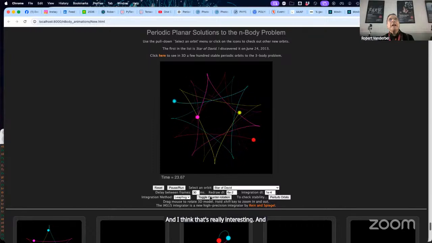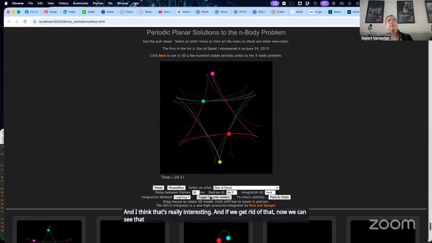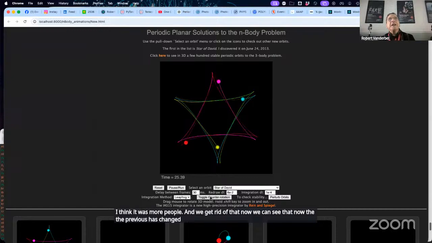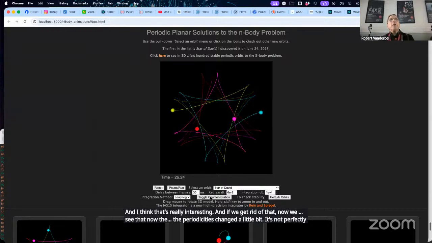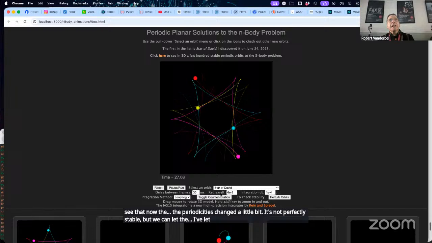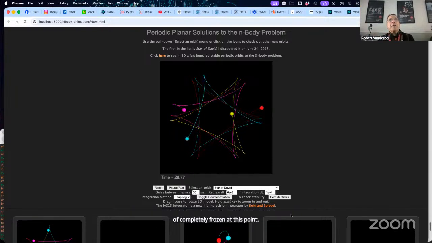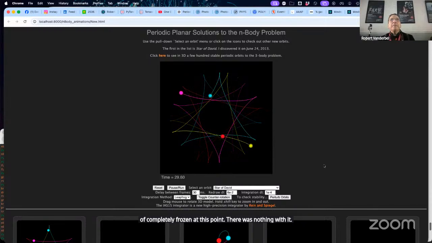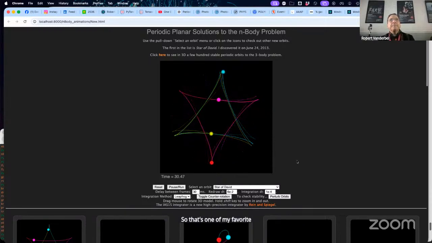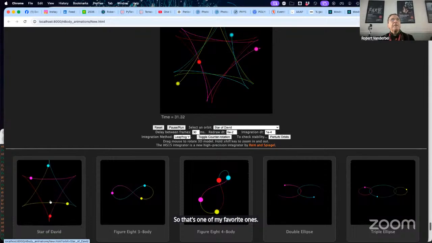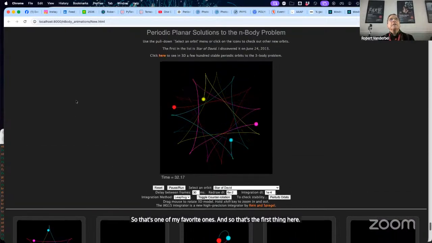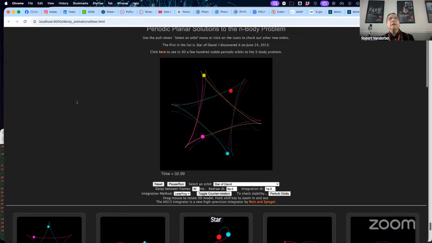And if we get rid of that, now we can see that the periodicity's changed a little bit. It's not perfectly stable, but I've let this run forever, and I don't think it ever goes completely crazy. It just kind of goes off a little bit. So that's one of my favorite ones. And so that's the first thing here. Star of David.